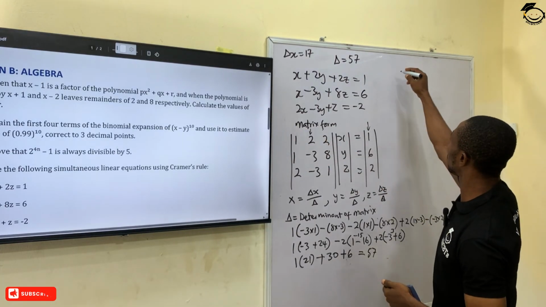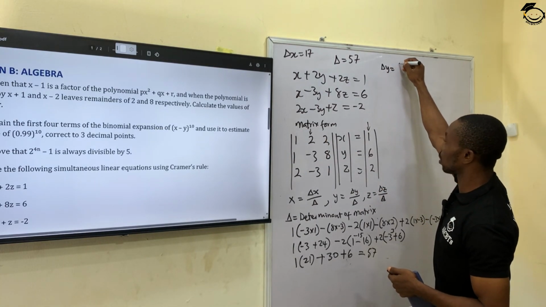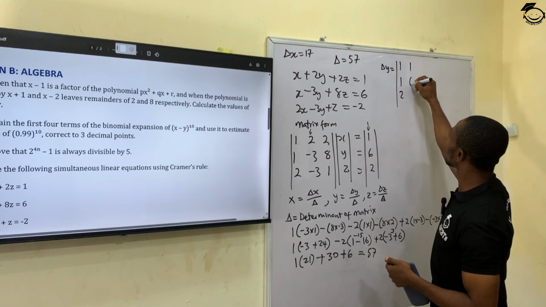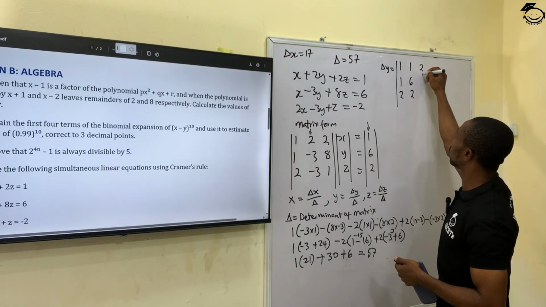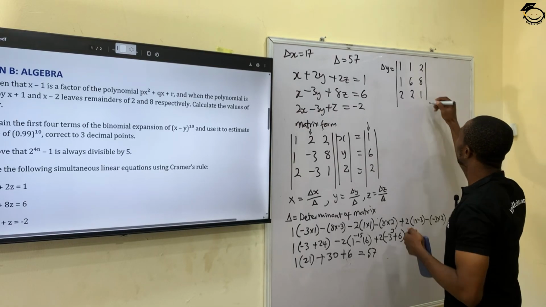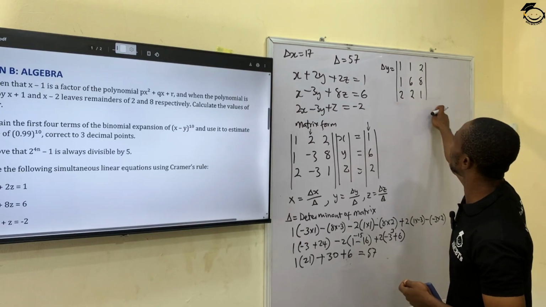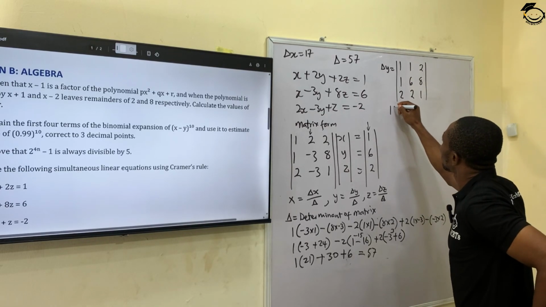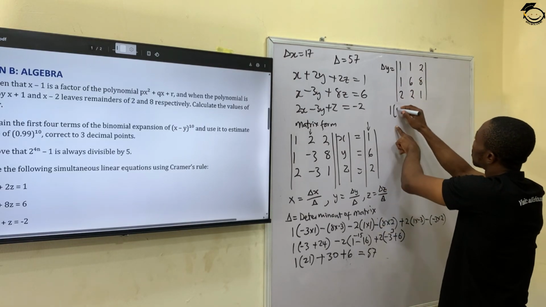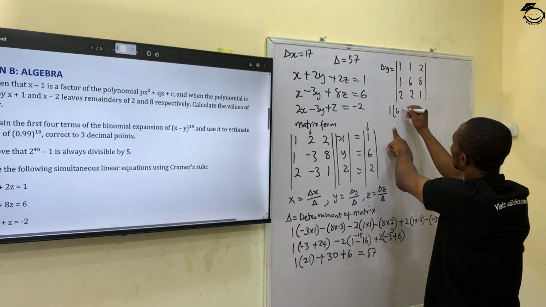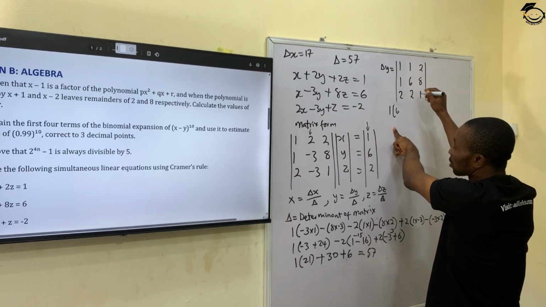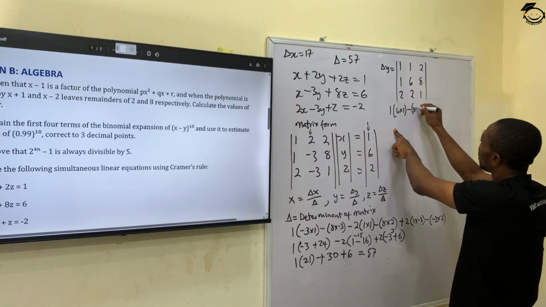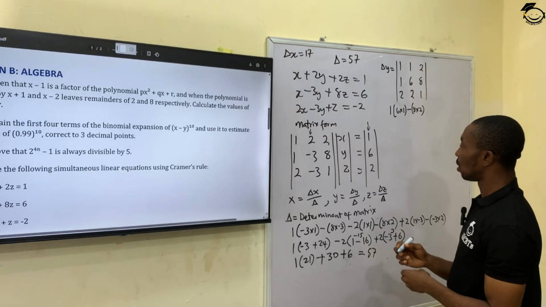Now, to calculate delta y, we change our second column with our constants. So this is going to become delta y equals 1, 1, 2, 1, 6, 2, and 2, 8, 1. Now, we'll find the determinant of this matrix. To do that, our 1 will be constant. 1, 6 minus 6 times 1 minus 8 times 2. All right?